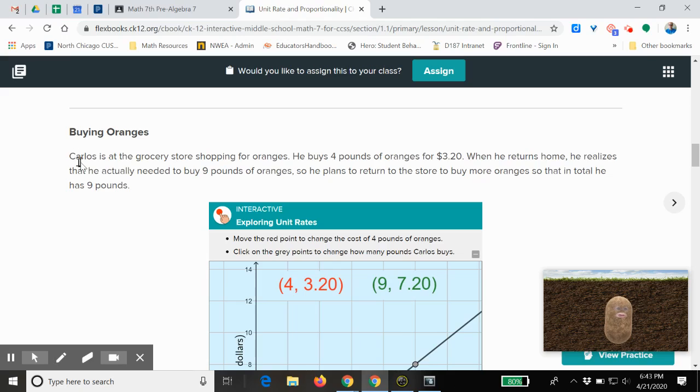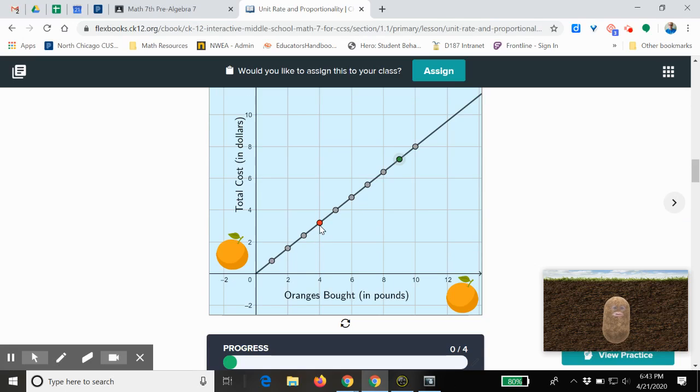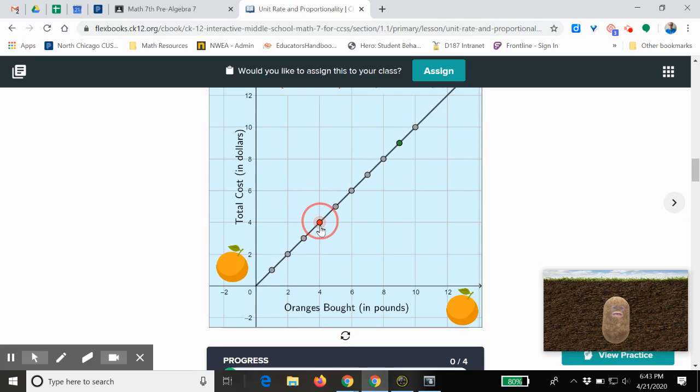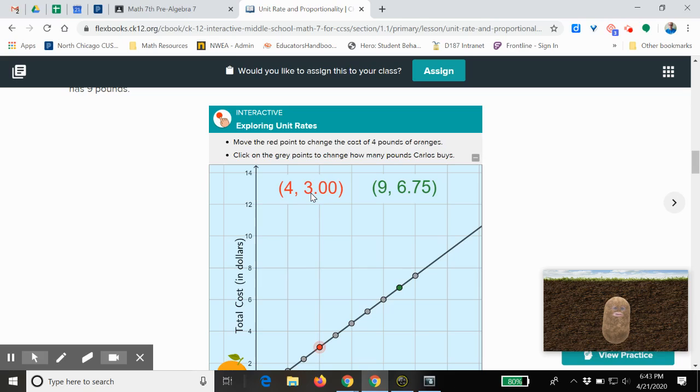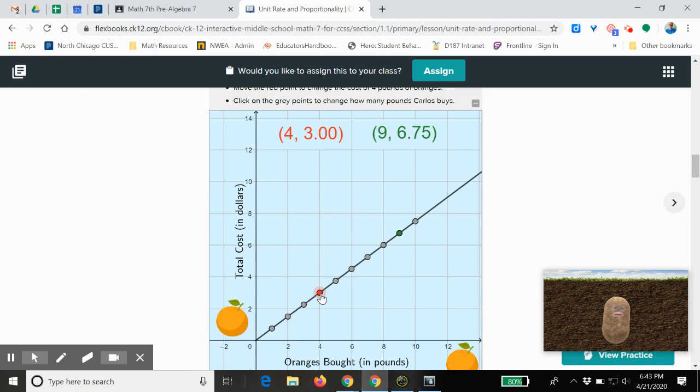Buying oranges. So Carlos goes to the grocery store shopping for oranges. He buys 4 pounds of oranges for $3.20. He returns home. He realizes he actually needed 9 pounds of oranges. So he needs to go back and buy more. So here, I can grab this and move it until this point is at 4 and 3/20. So it's at 4 and 3 right here. So I have to move it just a little bit. Oh, didn't work. Got to go up. So that's 4 pounds of oranges for 3/20.